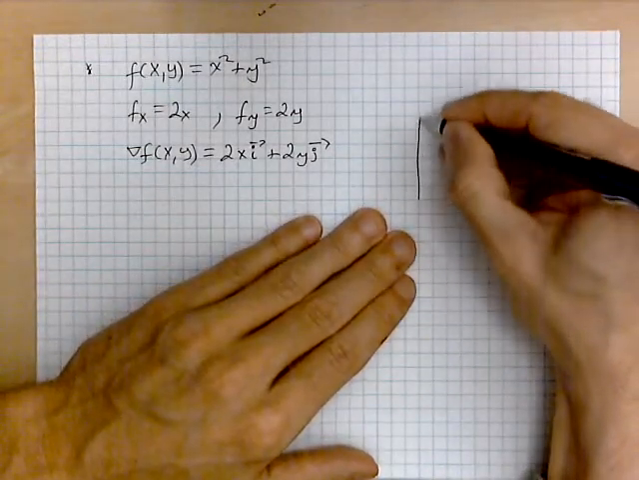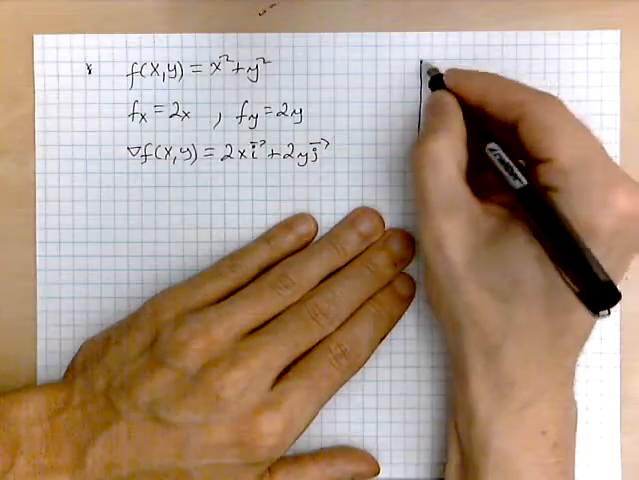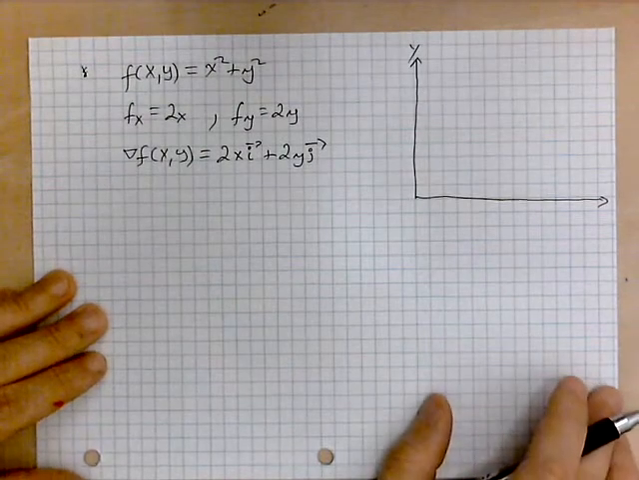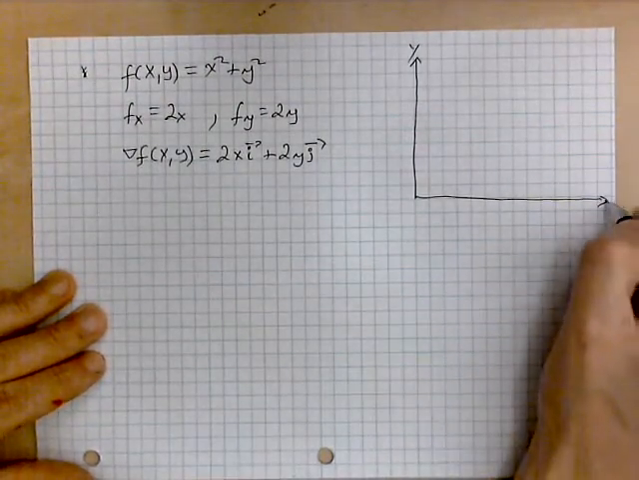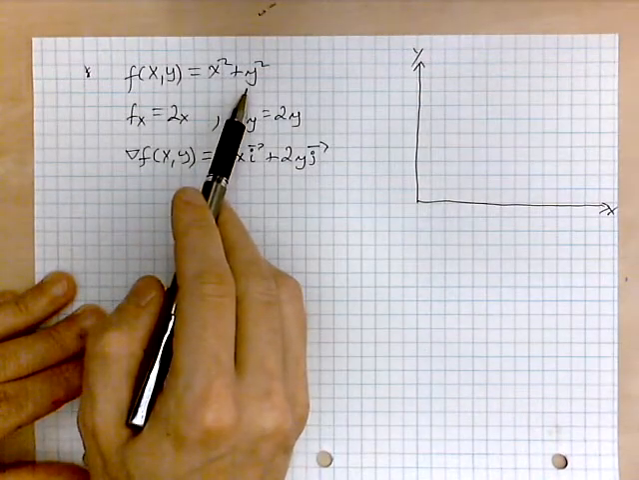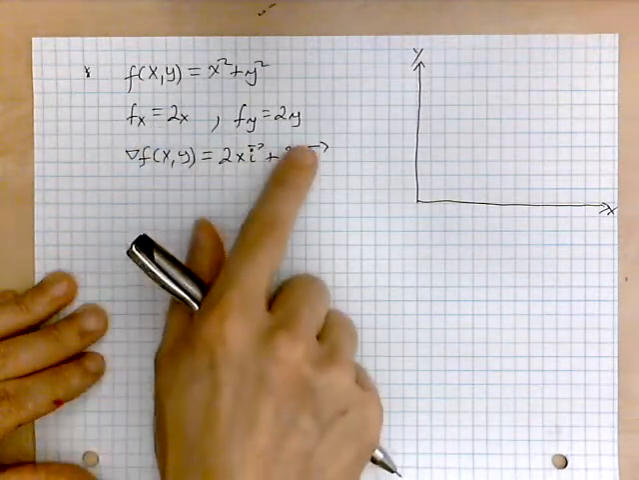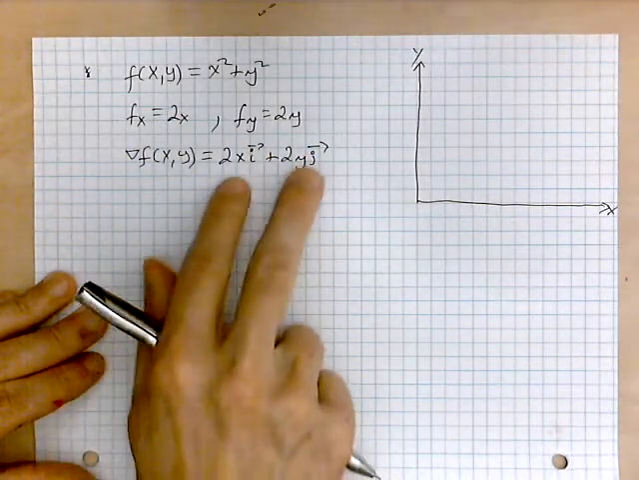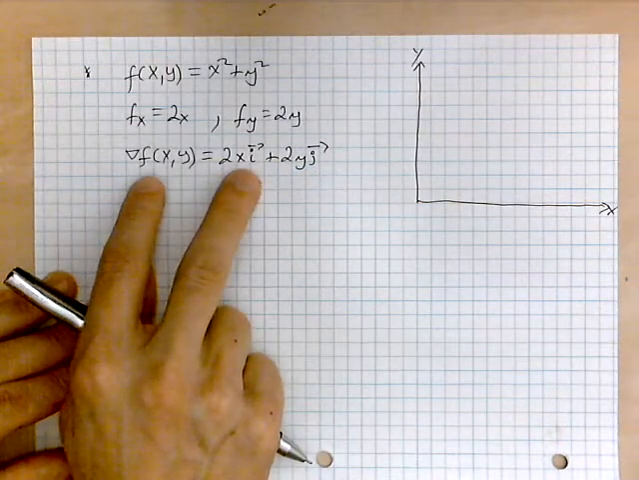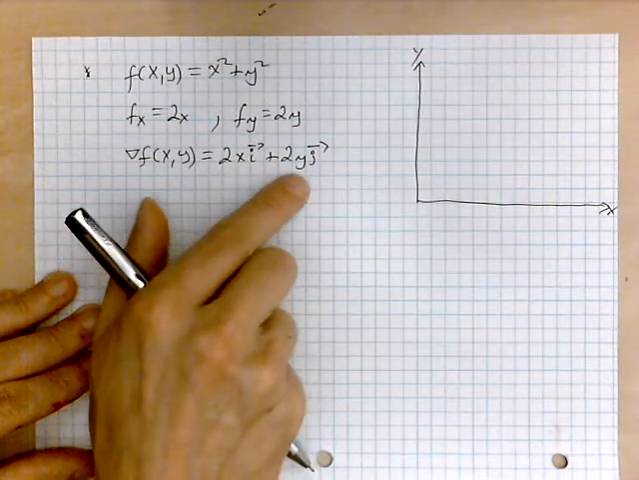So let's draw an xy plane, x-axis, y-axis. Let's label them x and y. This is our function x squared plus y squared. This is the partial with respect to x, the partial with respect to y. You place them inside a vector like this. This is what we call the gradient vector. So the gradient of f of x and y is 2xi plus 2yj.